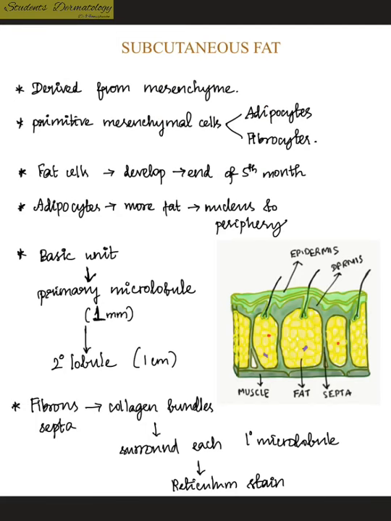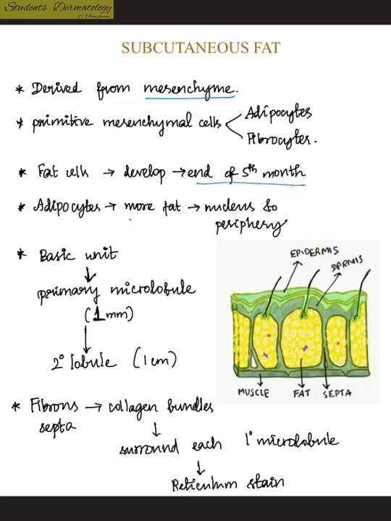So in this video we are going to see about subcutaneous fat. Embryology: subcutaneous fat is derived from mesenchyme like the dermis, and these fat cells start developing during the end of the 5th month of intrauterine life. So these adipocytes are nothing but fat cells.